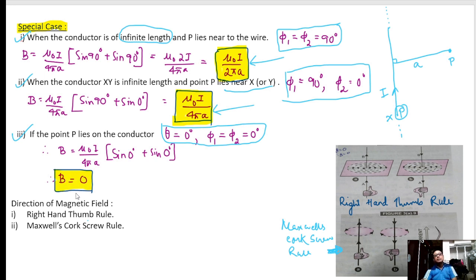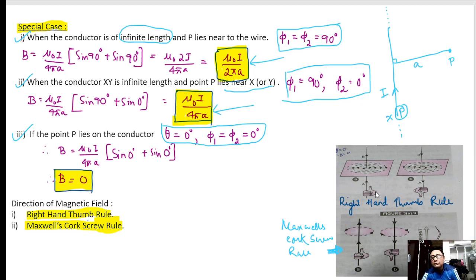Please note that if the point P lies on the conductor, the magnetic field is 0. Next, the direction of the magnetic field is found by the right hand thumb rule and Maxwell's corkscrew rule. Sometimes they ask how the direction of the magnetic field will be found. As you can see here, this is the right hand thumb rule.